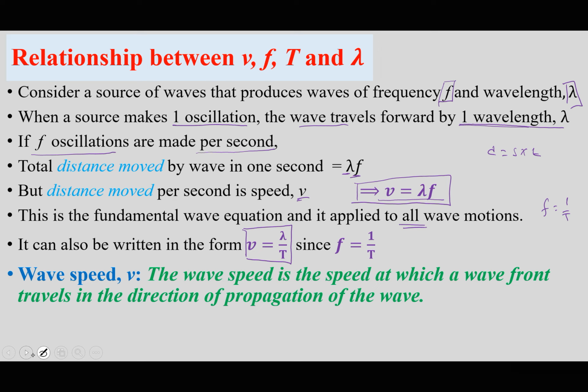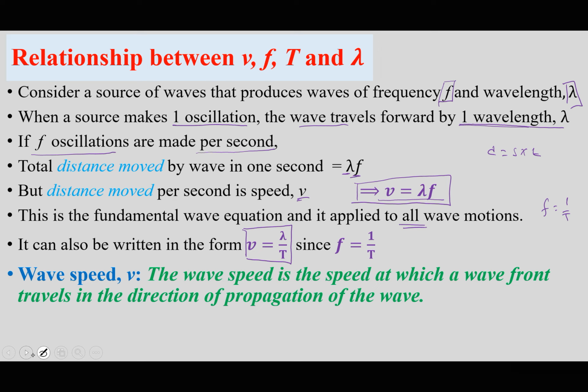Now, someone will say, why do we say in the direction? Is it a vector quantity? It is still wave speed. The speed at which a wavefront moves in the direction of propagation of the wave is what we call the wave speed. Of course, there is no possible way of the wave speed being in the opposite direction to the direction of propagation of the wave. So that's why we can just say it is the speed at which a wavefront travels. That is the wave speed. The speed at which a wavefront travels from the source is going to be the wave speed.